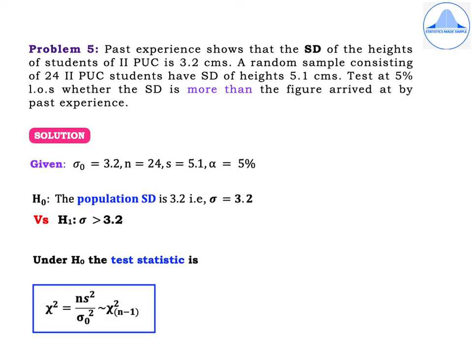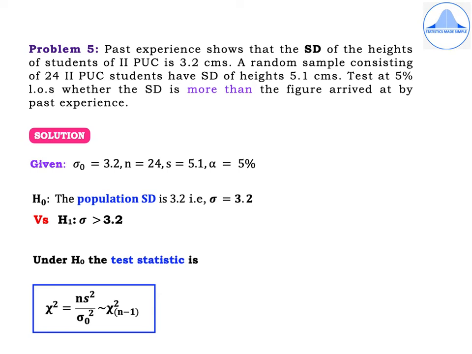Problem 5. Past experience shows that the standard deviation of the heights of students of second PUC is 3.2 centimeters. A random sample consisting of 24 second PUC students have standard deviation of heights 5.1 centimeters. Test at 5% level of significance whether the standard deviation is more than the figure arrived at by past experience.